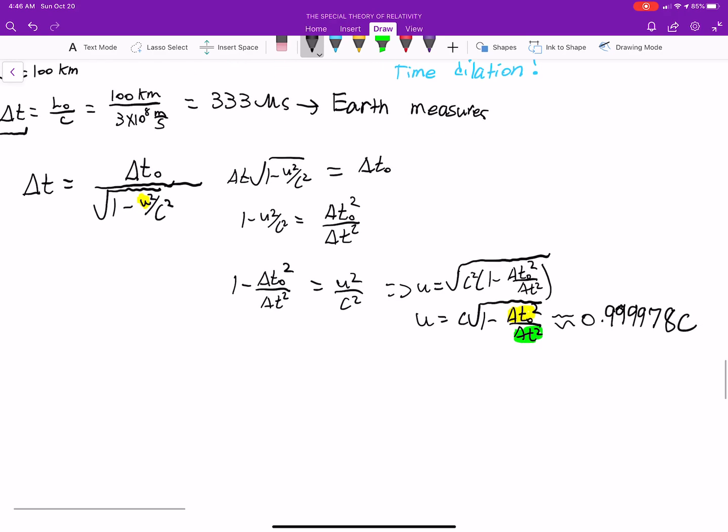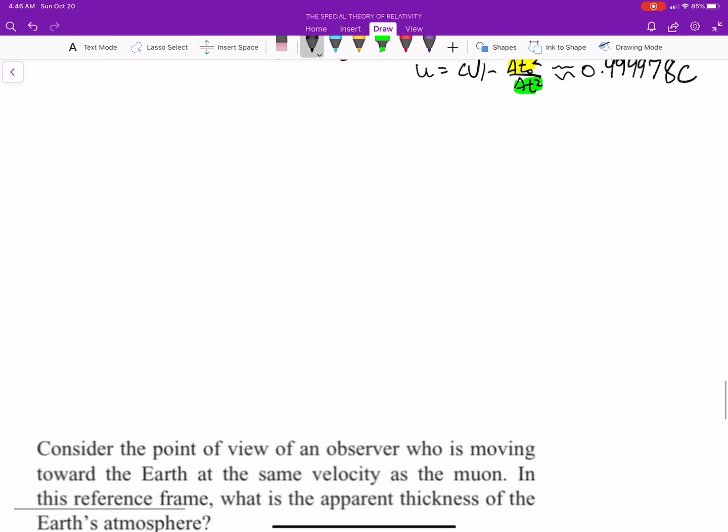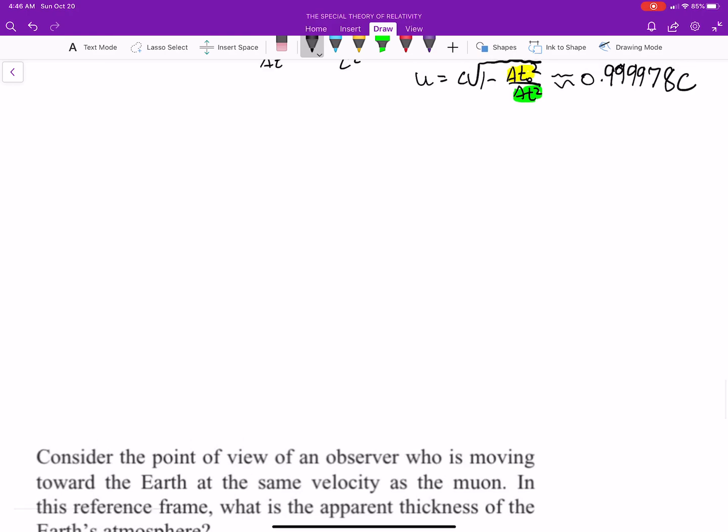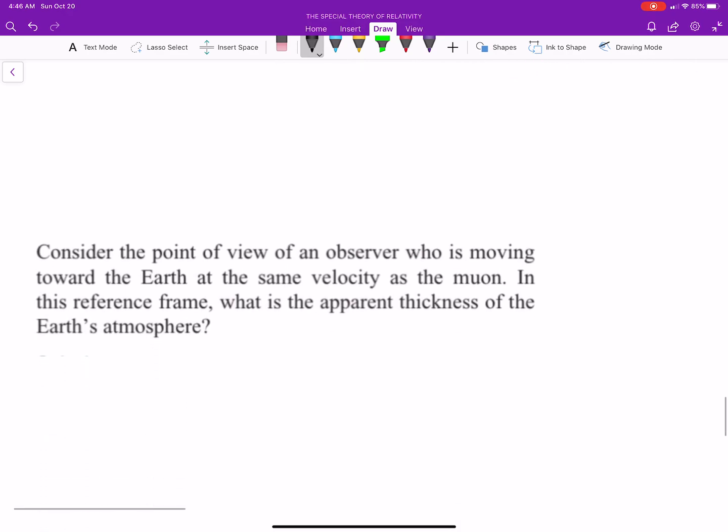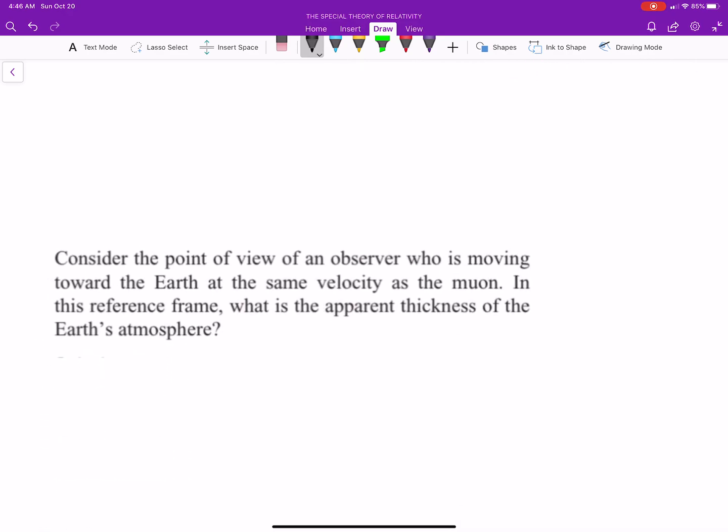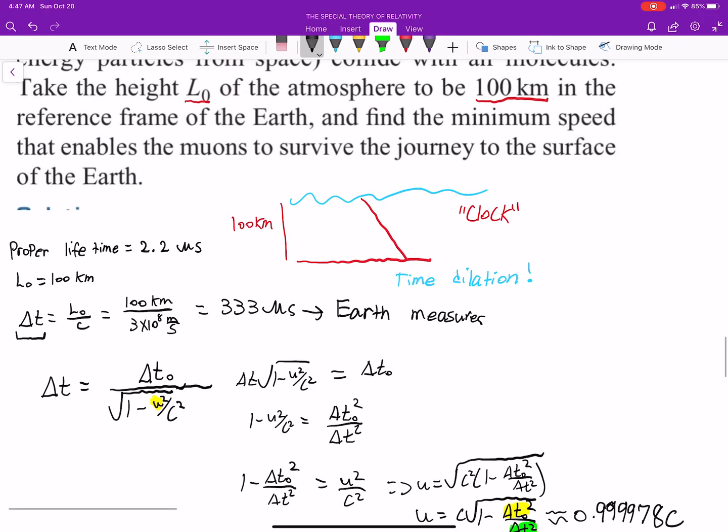Now that we did that, and hopefully the algebra makes sense, let's look at this next problem. Consider the point of view of an observer who's moving towards Earth at the same velocity as the muon. In this reference frame, what is the apparent thickness of Earth's atmosphere? So what if somebody was just riding along this path, as an observer? Or you could just think of it as being from the perspective of the muon.